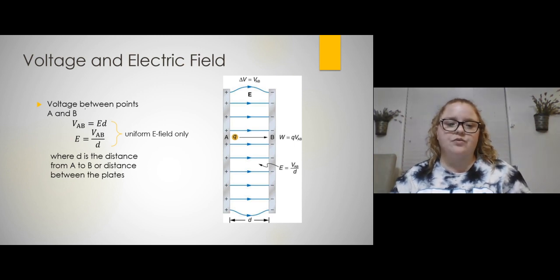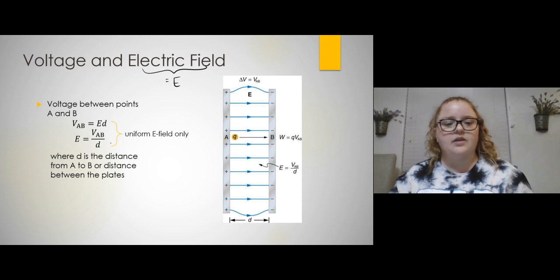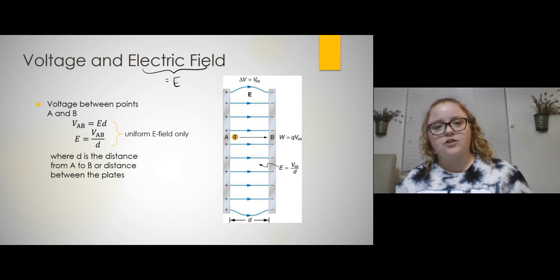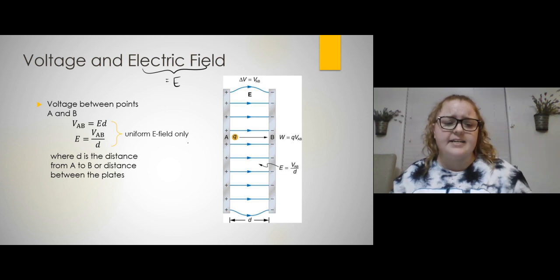A lot of times we want to know the voltage between 2 points, A and B, in terms of an electric field, okay? So with that, the voltage between 2 points, A and B, is equal to the electric field E times the distance between those 2 points. So this is for a uniform electric field, okay? And the distance would be between, for example, 2 plates.